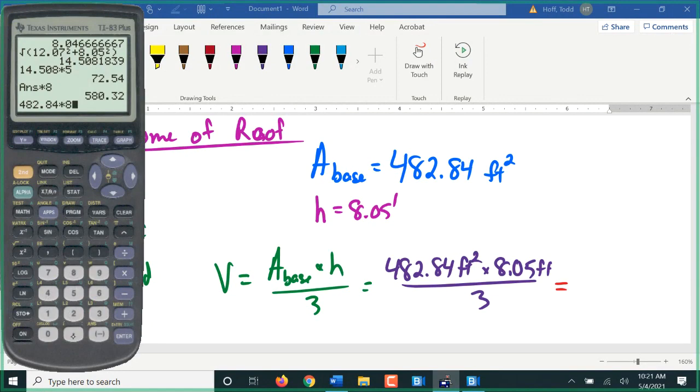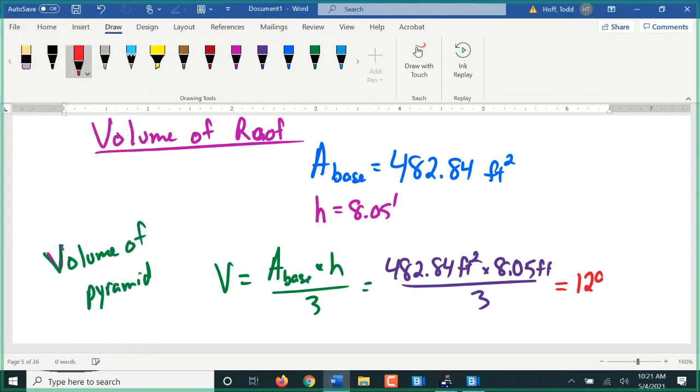So 482.84 times 8.05 divided by 3. We have 1295.62, and that'll be cubic feet, the volume of the roof. That's just from the top of the walls up to the peak. So this is all stuff we've seen before, just applied in slightly different shapes.